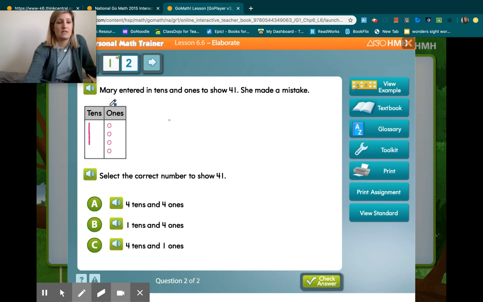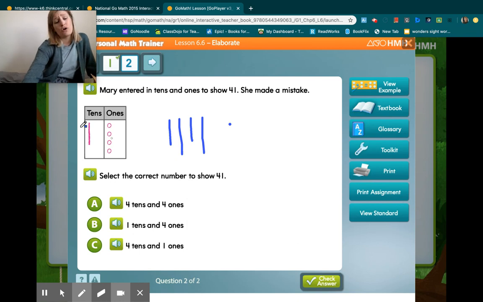Well, let's see how many tens. 10, 20, 30, 40. We gotta stop at 40. So there's our quick picture, but we're missing one. Let's count on until we get to 41. So we've got 40, 41. So we have 4 tens and 1 one.